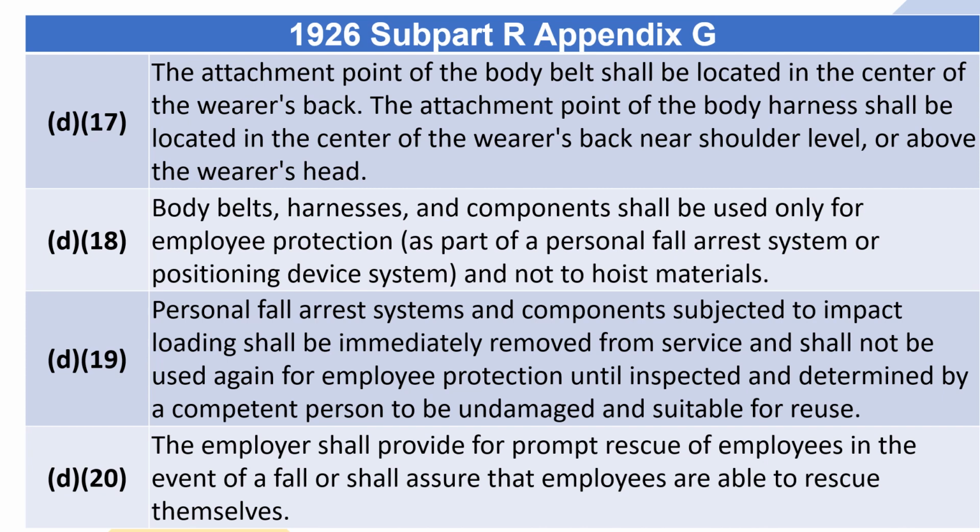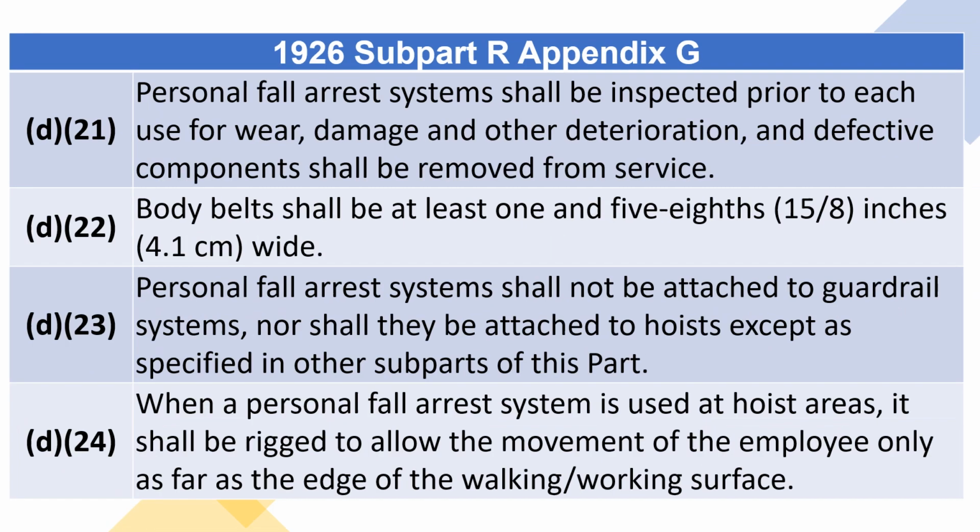D19. Personal fall arrest systems and components subjected to impact loading shall be immediately removed from service and shall not be used again for employee protection until inspected and determined by a competent person to be undamaged and suitable for reuse. D20. The employer shall provide for prompt rescue of employees in the event of a fall or shall assure that employees are able to rescue themselves. D21. Personal fall arrest systems shall be inspected prior to each use for wear, damage, and other deterioration, and defective components shall be removed from service.